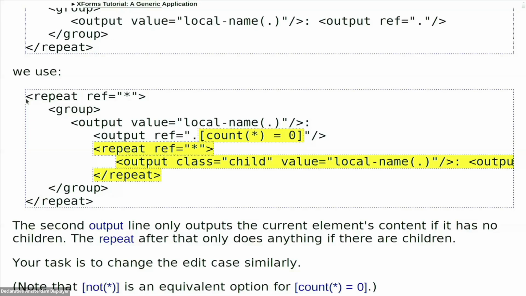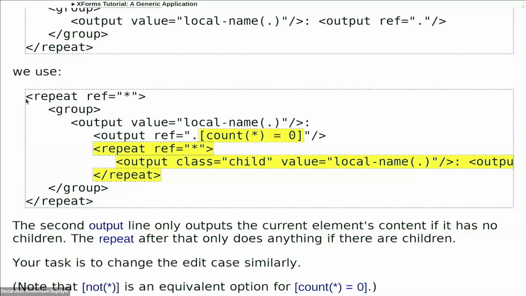So if it's got children, then we output the child, the local name and its value. So that's how you would do it for display. And what you've got to now do is add that into the edit section, where every output is replaced with an input.